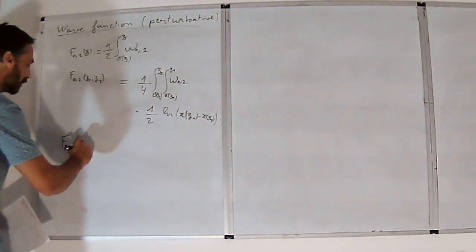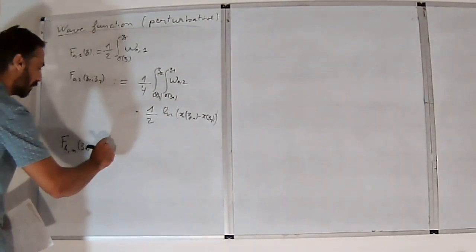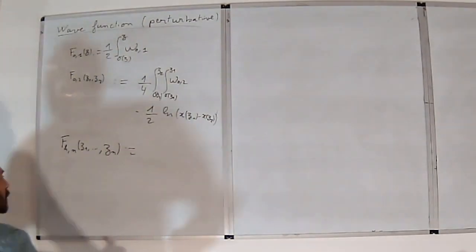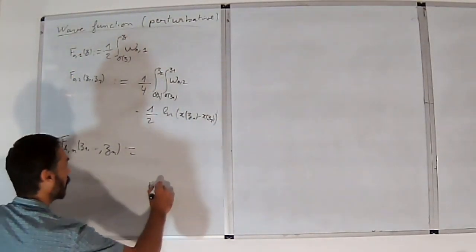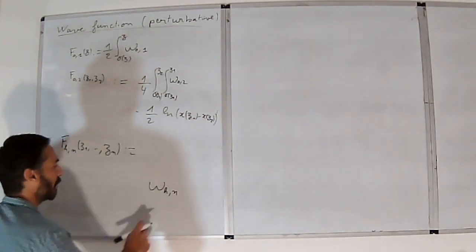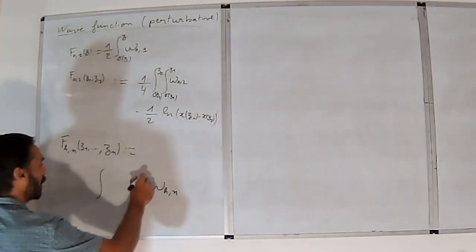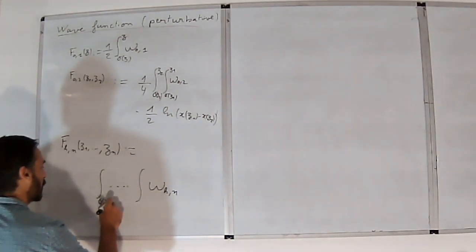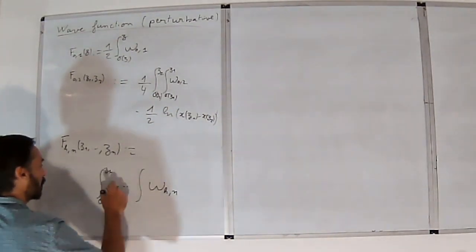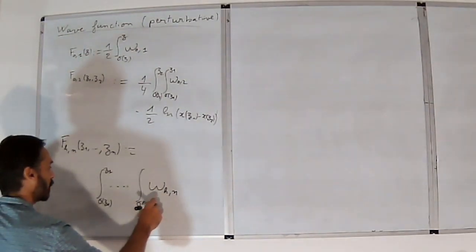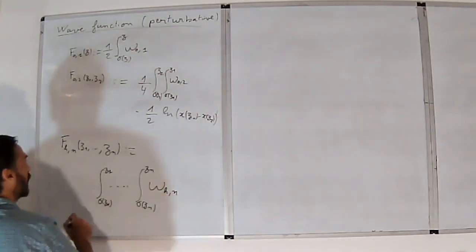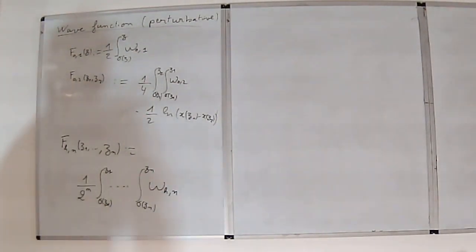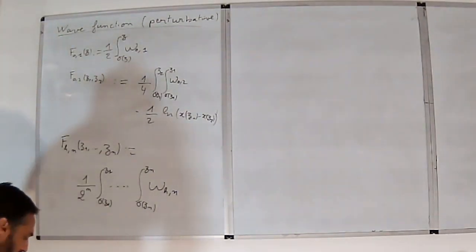F_h,n of z1 to zn in the same way. So I take omega h,n, it's an n-form, and I integrate it n times, each variable from sigma of z1 to z1 for the first one, up to sigma of zn to zn, and I remove a symmetry by multiplying each integral by 1/2.